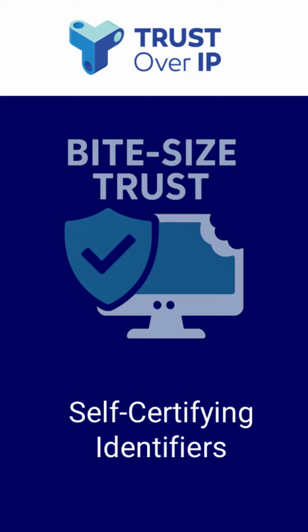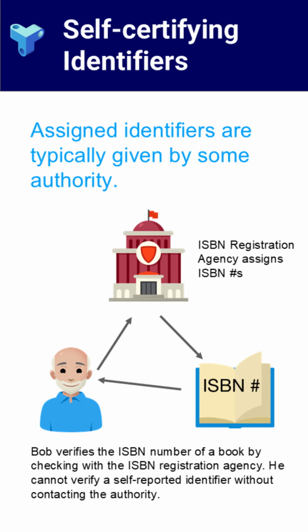We use identifiers all the time. Your phone number, your passport number, your email address. These are assigned identifiers. Someone, usually an authority, gives them to you, and if someone wants to check whether they're valid, they usually have to ask that authority. But not all identifiers work that way.